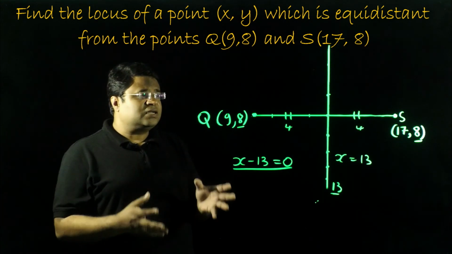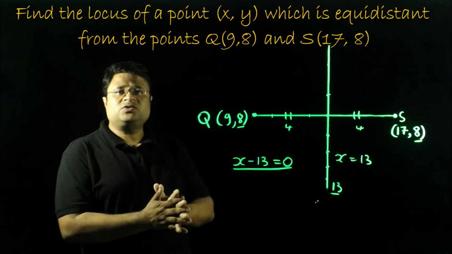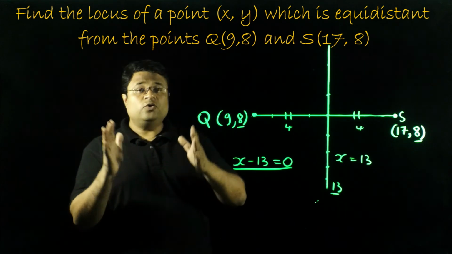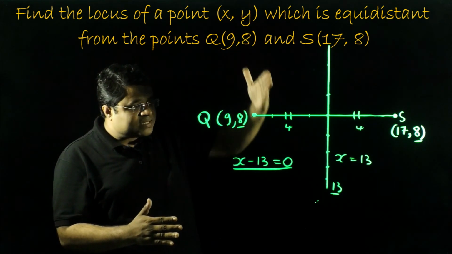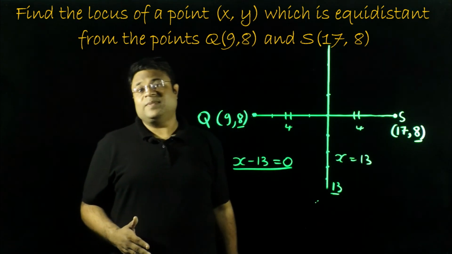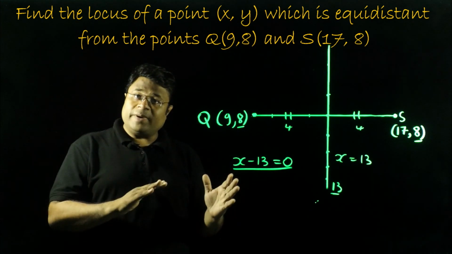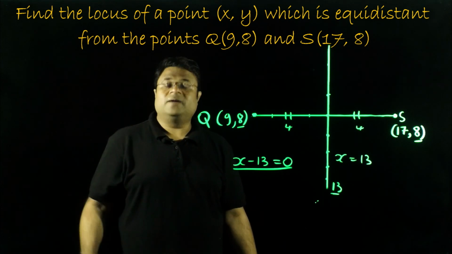This is just another way of looking at the same question. So that's an alternate solution. So you can do it by both the methods. One is trying to analyze that this line is x minus 13 equals 0, or by using the distance formula. Okay.